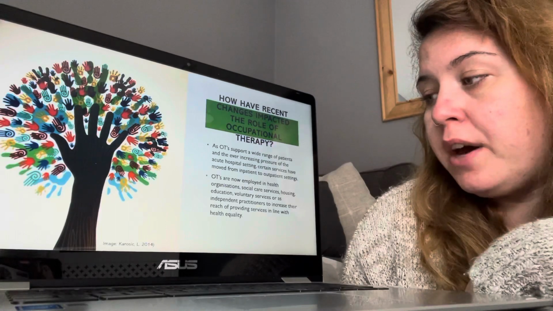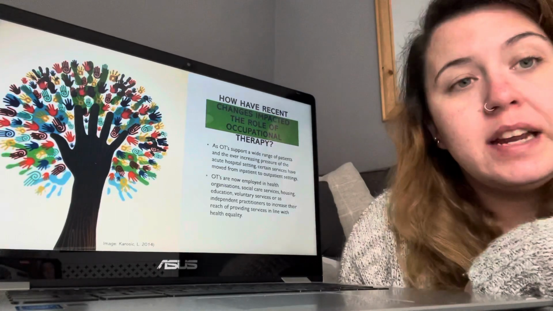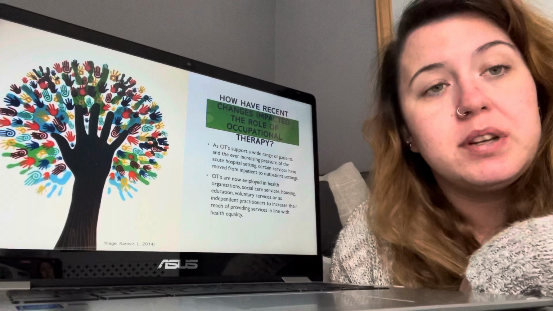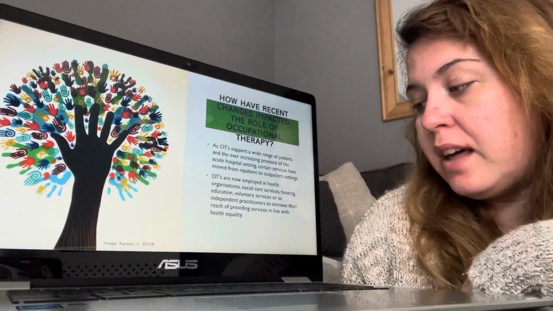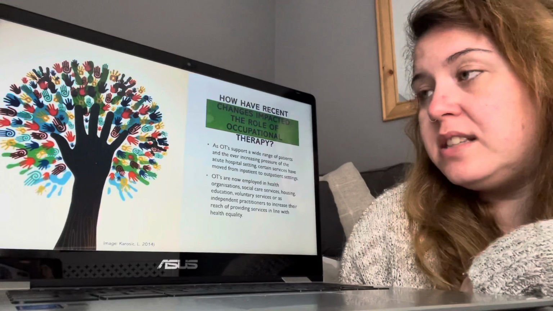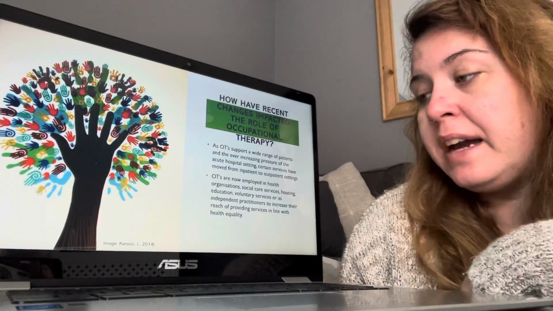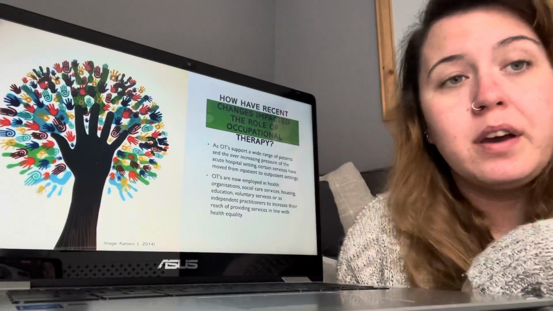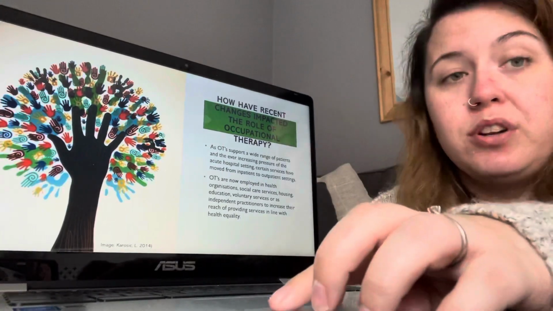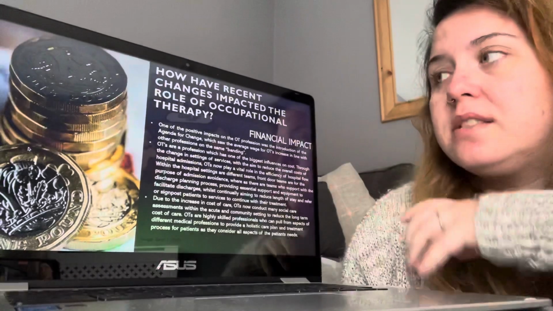They can also help with housing, so with homelessness and immigration. They can help support patients with that. So as you can see, as I've explained, OTs have a great reach and provide support to a number of different people through lots of different services.